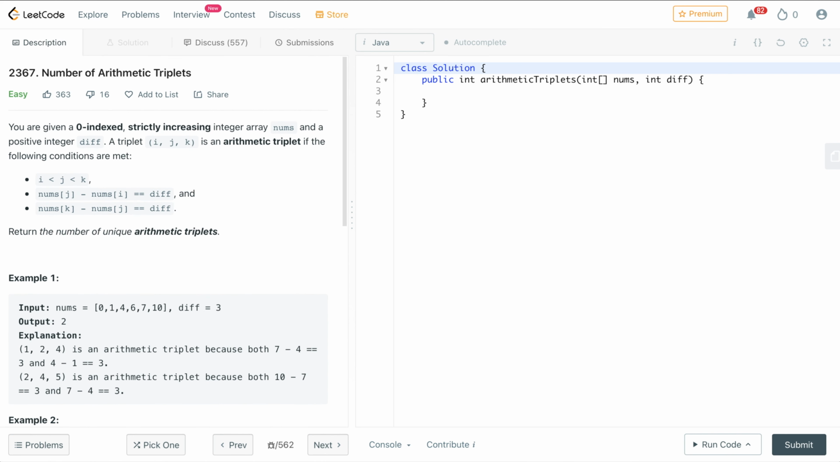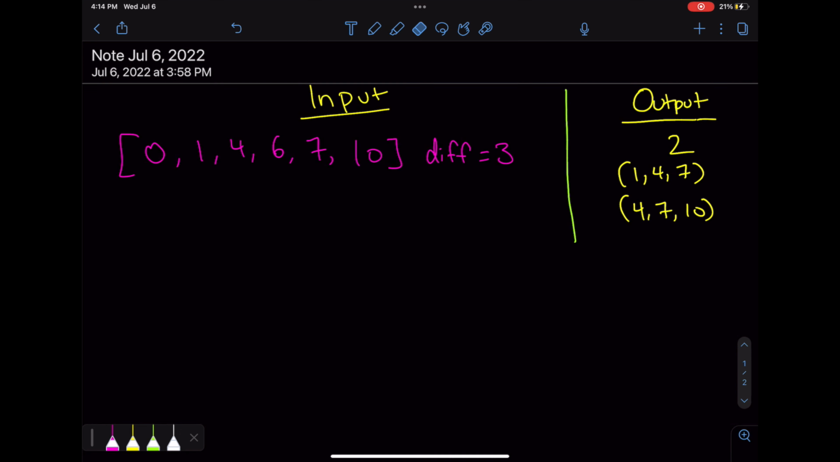Alright, so here is the example that they gave in the problem, number of arithmetic triplets. Here is our input nums array, and we have a diff of 3 and an output of 2. So how did we get this output from this input? We're trying to find arithmetic triplets, and the number of them. Based on the example given, how do we get this output of 2? Well, let's start with what is an arithmetic triplet.